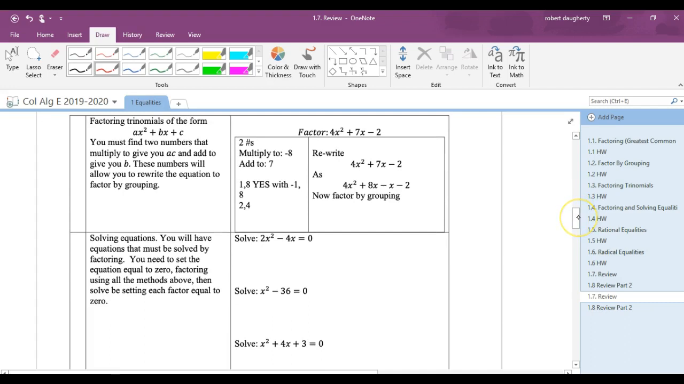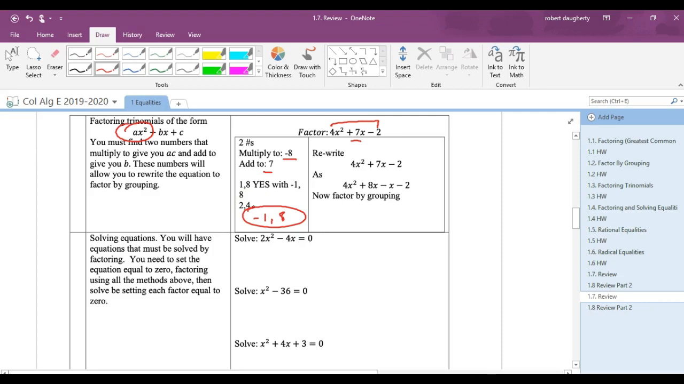Now, if you're factoring with grouping, if the trinomial has a number other than 1 in the front, then you need to look at this a little bit differently. You need to find 2 numbers that multiply to give you, what is that, 4 times -2, that's -8. So 2 numbers that multiply to -8 and add to 7. Those factors are going to be 1 and 8, 2 and 4, but it's going to be the -1 and 8. Those multiply to -8 and add to 7.